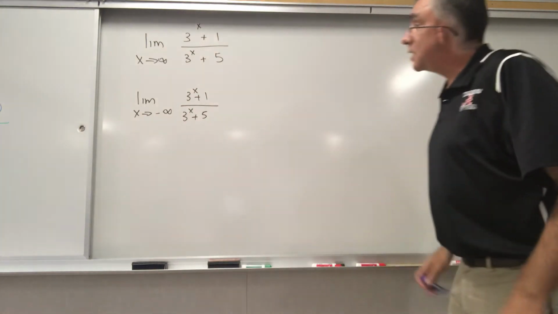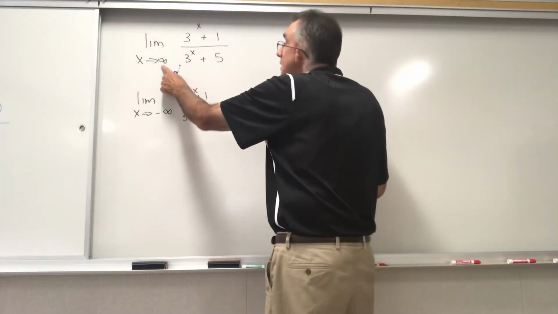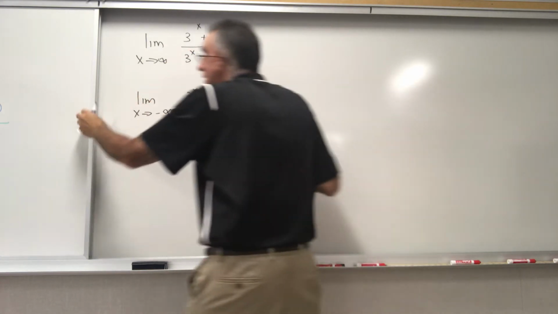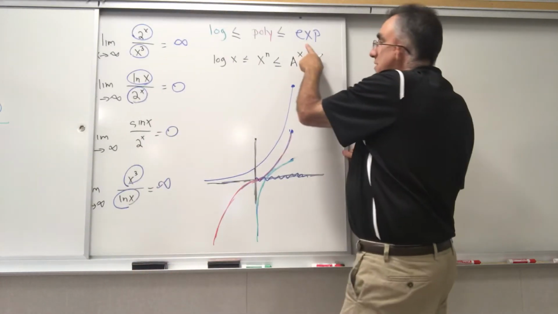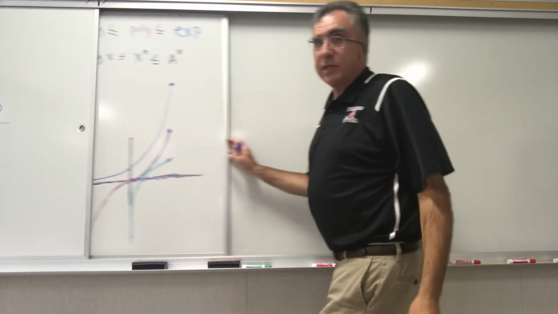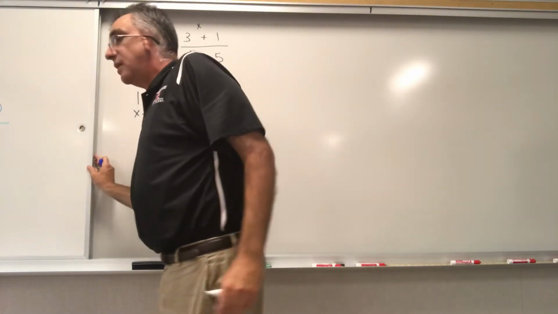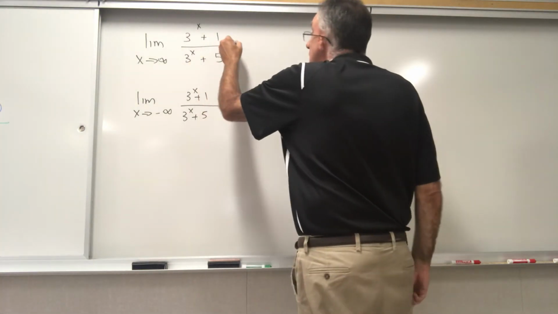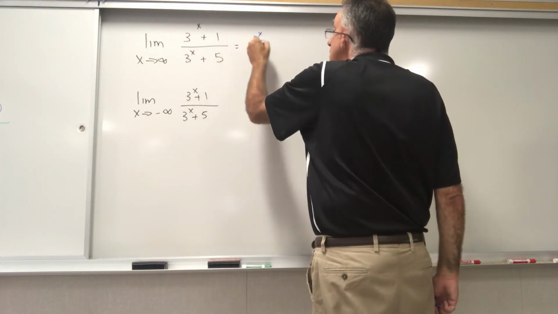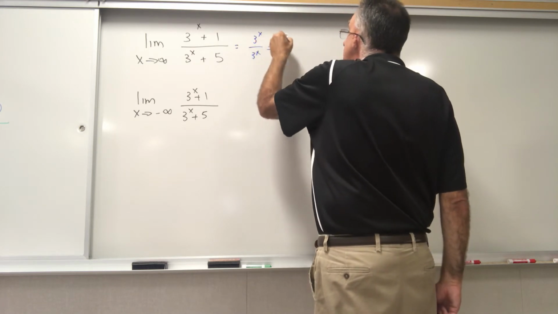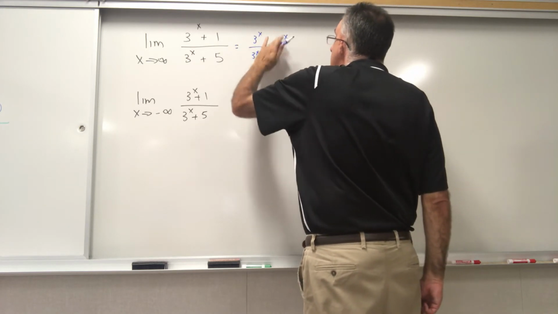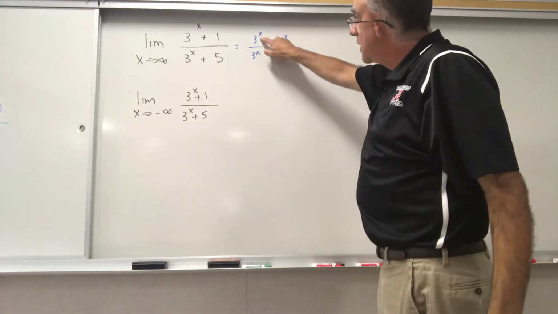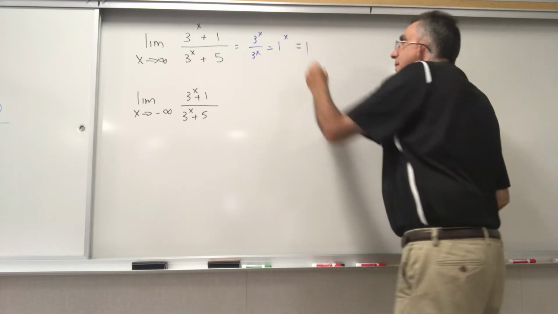So, if I go out to infinity, notice the 1 and the 5 won't matter here, because we know that exponentials are like the gods of going to infinity, right? They're huge, right? So what you want to say to yourself is, well, that's basically 3 to the x over 3 to the x, which is 1 to the x. You can pull the exponent out if you want, or either way, you're going to get 1, right?